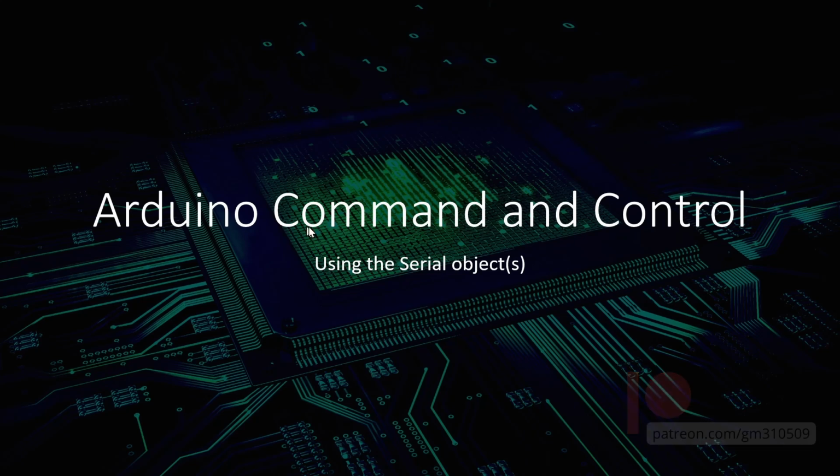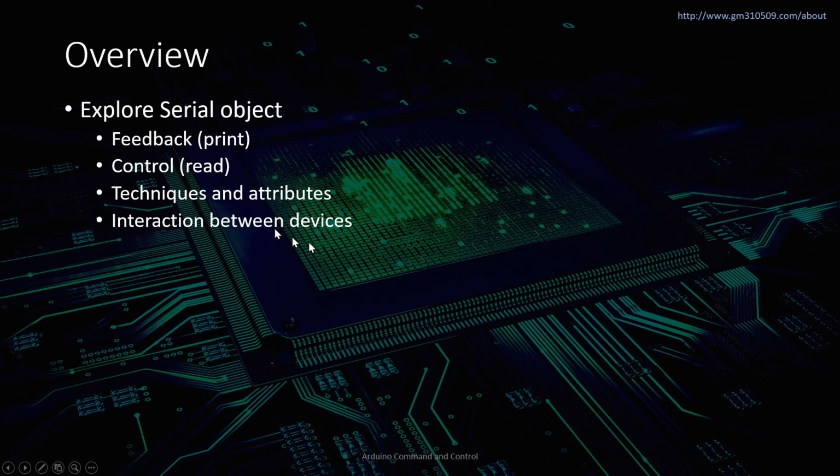Okay, so let's get stuck into it. Normally I'd give a little bit of a presentation about what we're going to cover. I feel like they're probably getting long, so I'll just give a brief one this time. And that's pretty much it. So we're going to explore the serial objects, including feedback, so printing from the Arduino, control, so reading stuff into the Arduino, some techniques and some attributes of the serial object, and some interaction between devices.